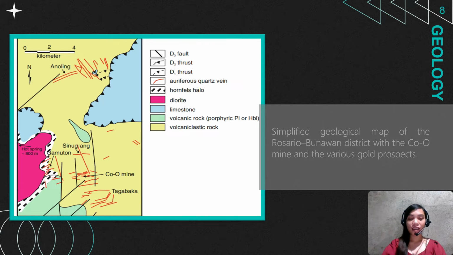Now, zooming in, this is the simplified geologic map of the Rosario Tubunawan district with the Kuo mine and the various gold prospects. In this district, gold is produced from the Kuo mine. There are five prospects surrounded by the Kuo mine, namely the Tagabaka, Gamuton, Sinugang, Anuling, and lastly the Tambis prospect. Currently, the Kuo mine is being operated by the Philsaga Mining Corporation, which is a Philippine subsidiary of the Medusa Mining.